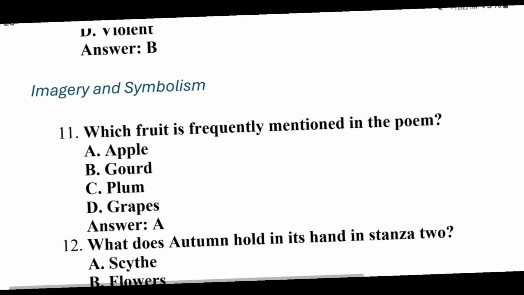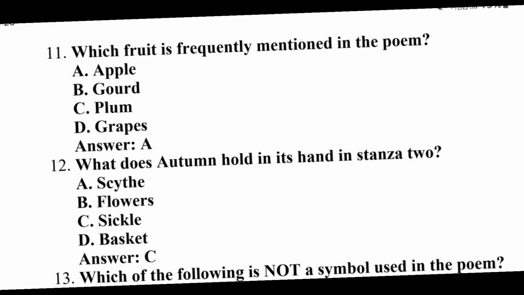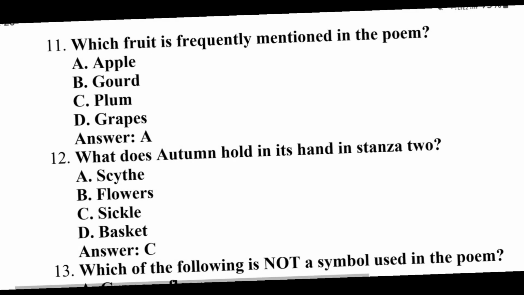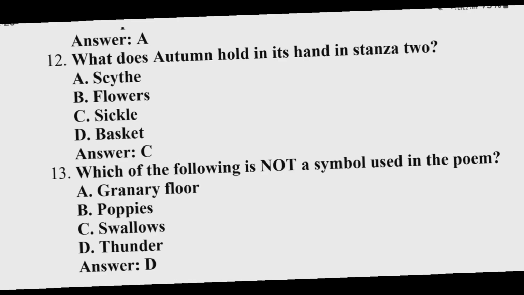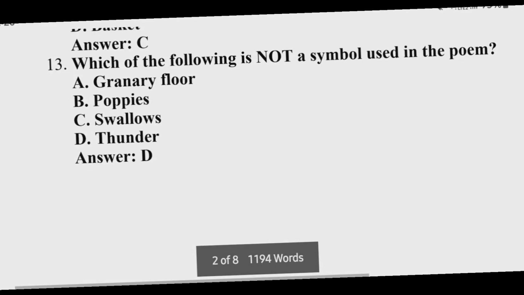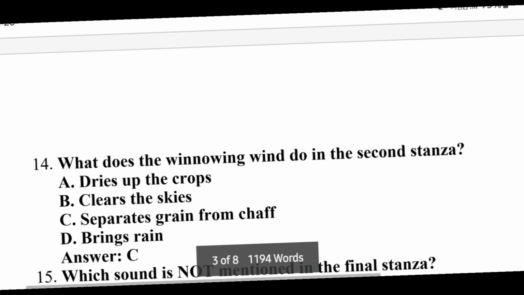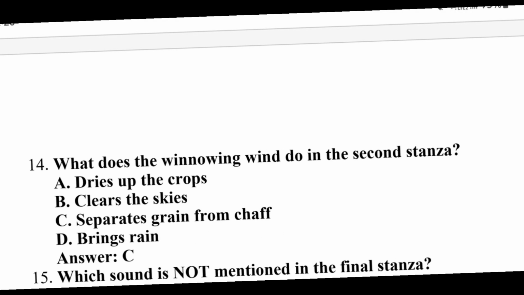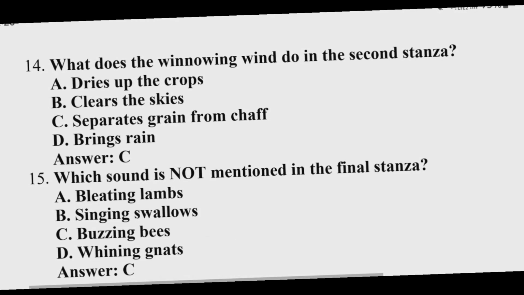Apple. What does autumn hold in its hand in stanza 2? It holds a sickle. Which of the following is not a symbol used in the poem? Thunder, not used in this poem. What does the winnowing wind do in the second stanza? It separates grain from chaff. Which sound is not mentioned in the final stanza?